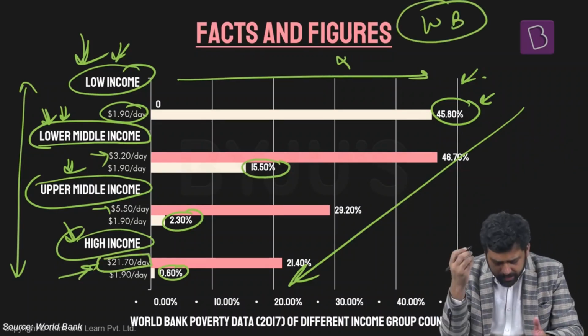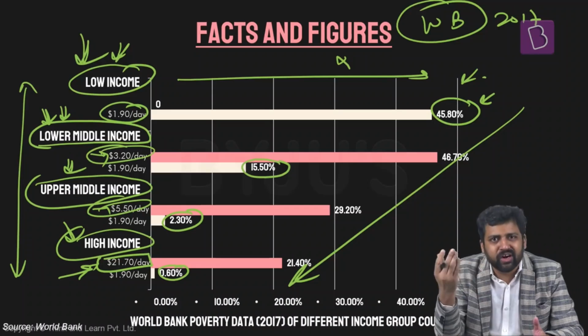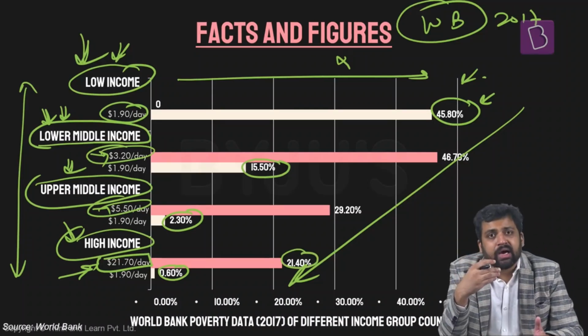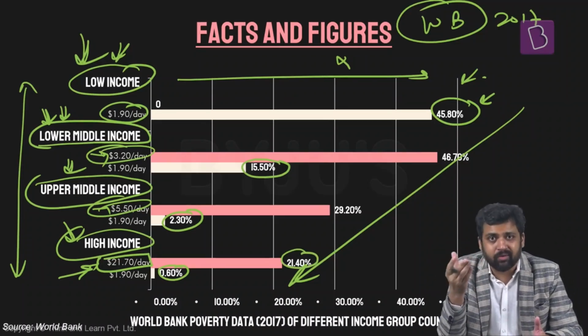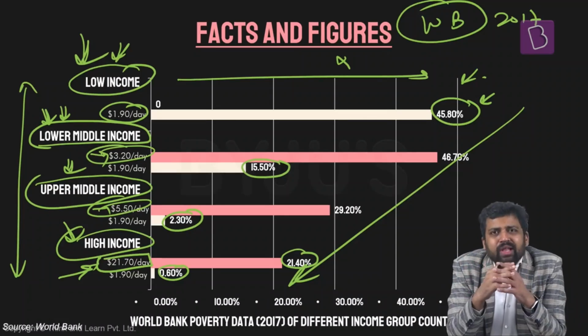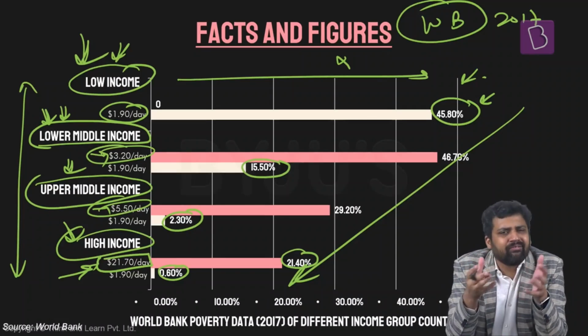Apart from this $1.9 per day threshold, you can also see other thresholds. This is basically an illustration by the World Bank based on 2017 data. So they have also pointed towards different thresholds. For example, in high income countries, around 21.4% of the population lives on $21.7 per day or less. Right? This is the amount of money that they are able to spend. So it basically points out that in high income countries, you will have more affluent people and less prevalence of extreme poverty.